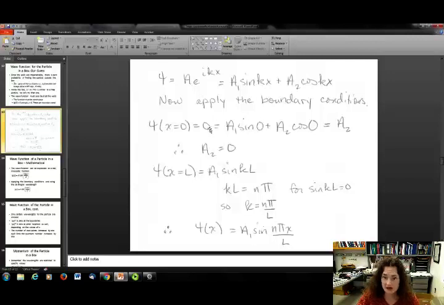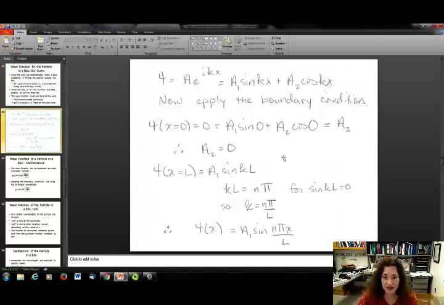Now, if we do that, then we have a1 times the sine of 0 plus a2 times the cosine of 0. All right? Now, sine of 0 is 0. So that means that we end up with a2 times the cosine of 0. Cosine of 0 is 1. So that means that psi at x equal to 0 is equal to a2. But we're saying that the wave function must be 0 there. So that means a2 has to be 0. So that means we're not going to have any cosines in our final expression. Okay, by applying our boundary conditions, we've eliminated the cosine term.